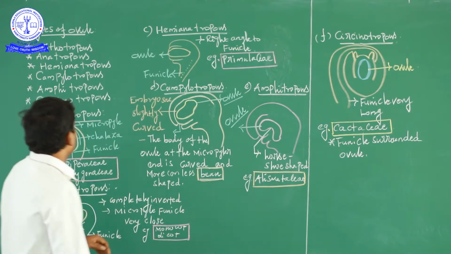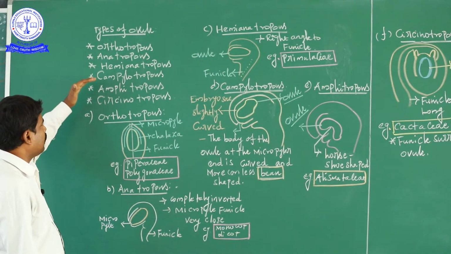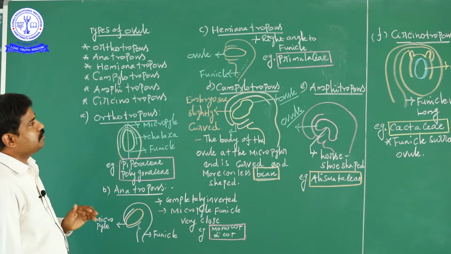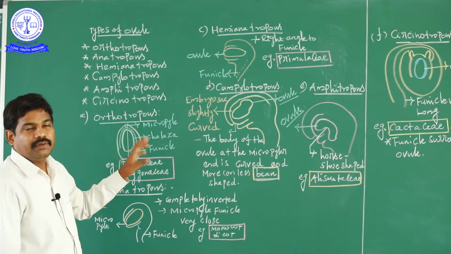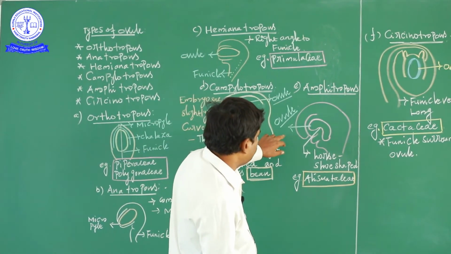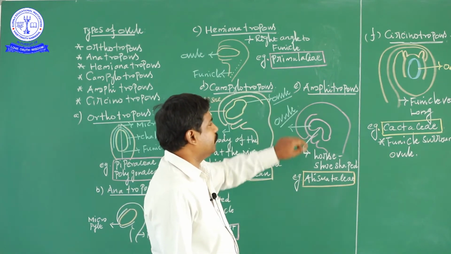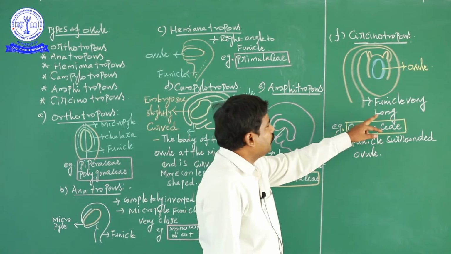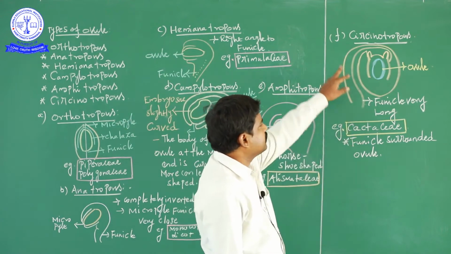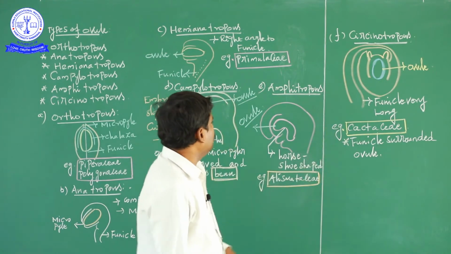The types are orthotropous, anatropous, hemianatropous, campylotropous, amphitropous and succinotropous. These are very important for 5 mark questions. A 1 mark question may ask which type is present in horseshoe shape: amphitropous. Or which ovule has a very long funicle: succinotropous. The examples are also very important.